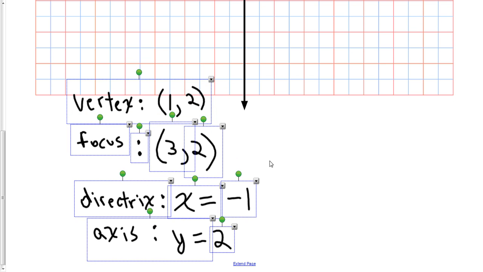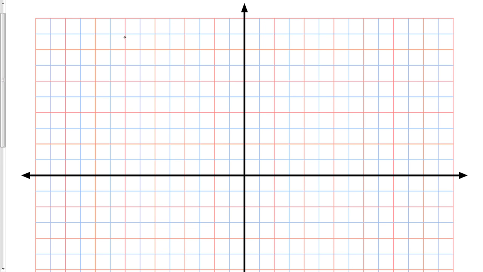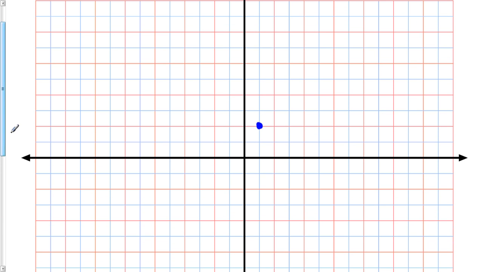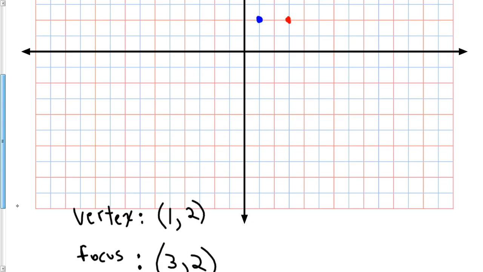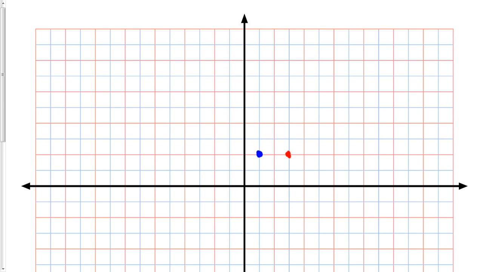All right, so the vertex is the point (1, 2). So let's graph the point (1, 2). Let's do that in blue. The point (1, 2) is right here. The focus is the point (3, 2). The point (3, 2) is right here. That's the focus. And the directrix is the line x equals negative 1. So the directrix is this line right here.